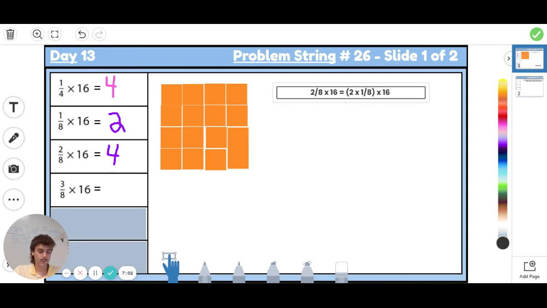But when we did 2/8 times 16, or no, let's do 3/8. Sorry, I'm going all over the place right now. Okay, that was our equation for that one.